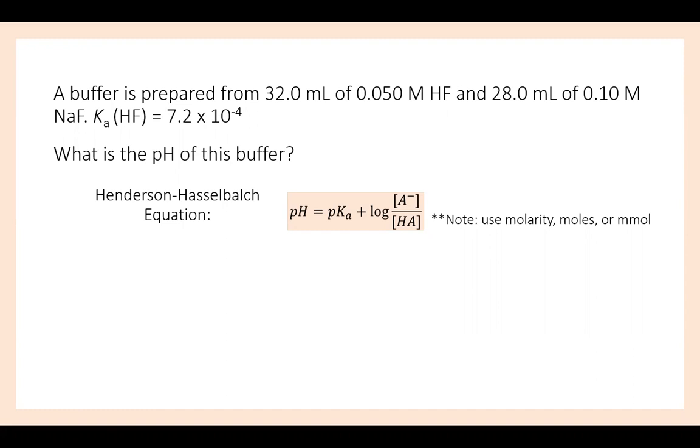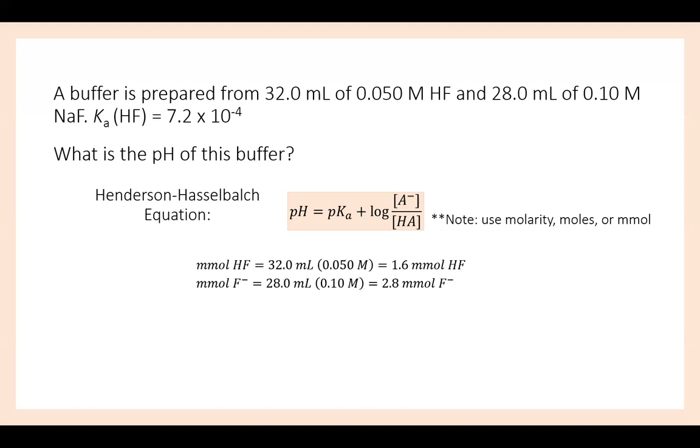So let's calculate millimoles of each HF and F minus. We calculate millimoles by multiplying the volume in milliliters times the molarity. For HF, we get 1.6 millimoles of HF. For F minus, we get 2.8 millimoles.